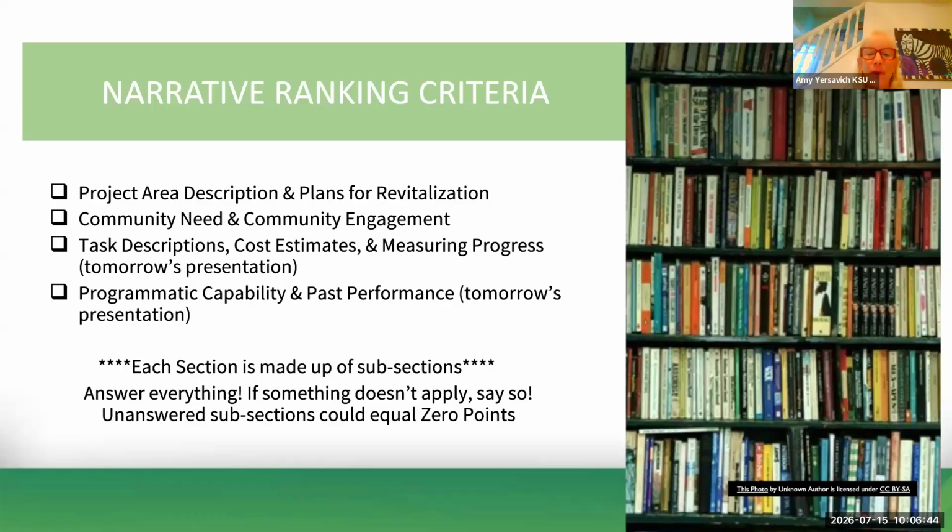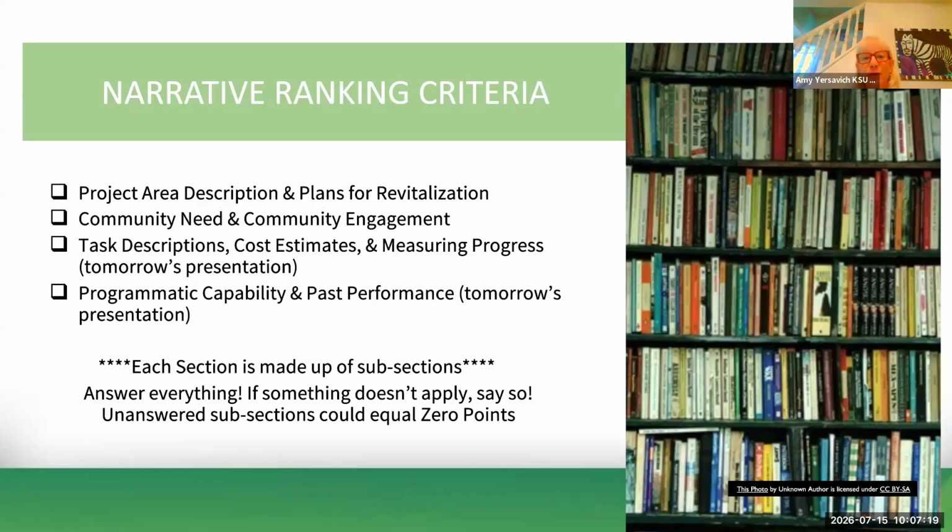So when we're talking about what you have to provide in your application, there's a lot of things. John mentioned some of these. What we're going to spend our time on is where you really need to gather your information, come up with your project, and be very creative. This is the narrative ranking criteria. This is what's being scored by the reviewers. So this is a very, very important part of the application.